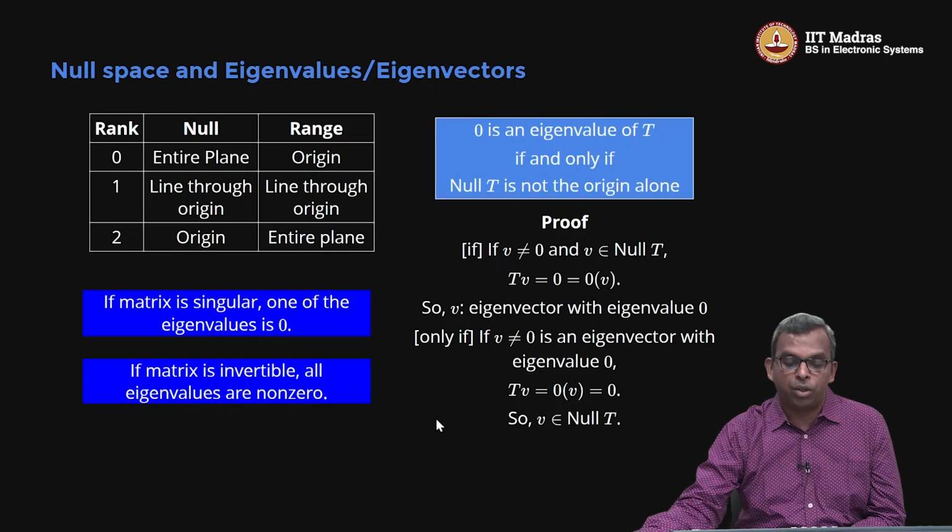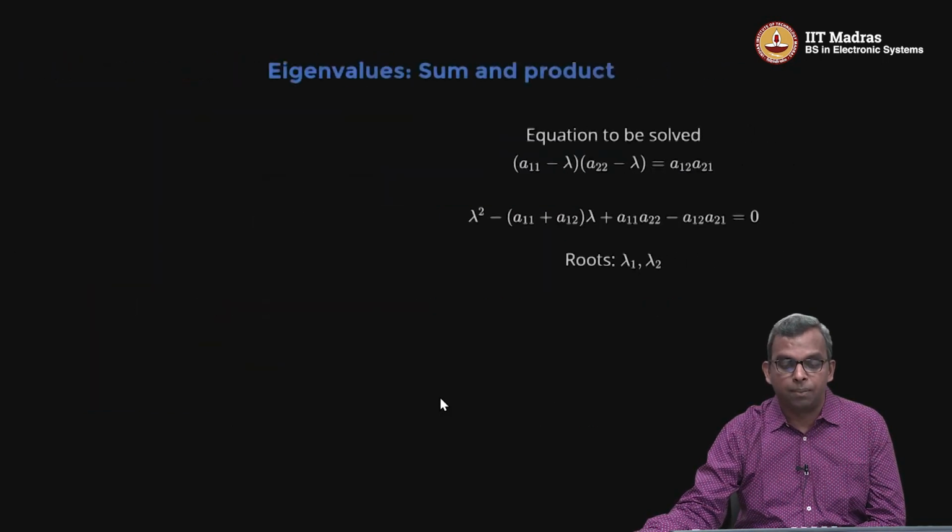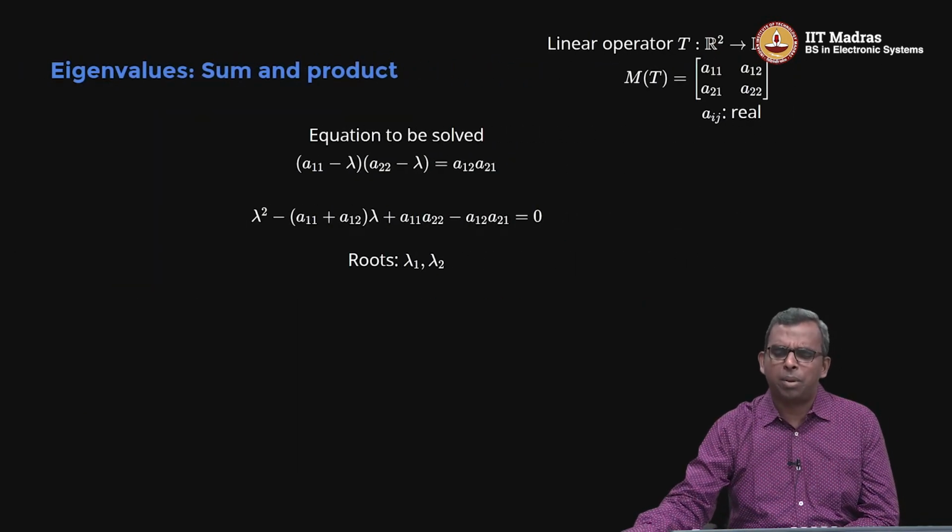So, these two are if and only if conditions. A singular matrix can have a 0 eigenvalue, an invertible matrix cannot have a 0 eigenvalue. So, this is a very nice connection between rank and eigenvalues, eigenvectors. The next property is quite easy.